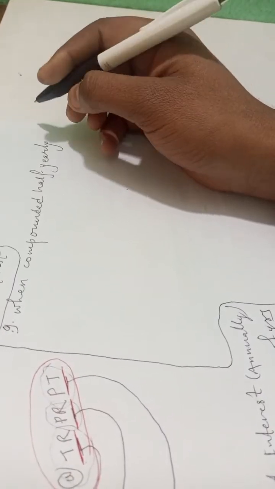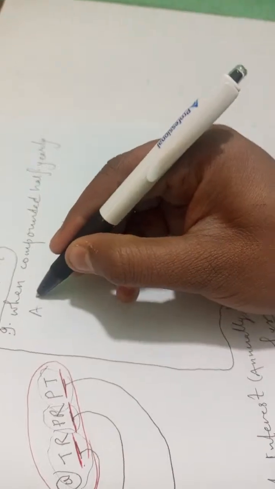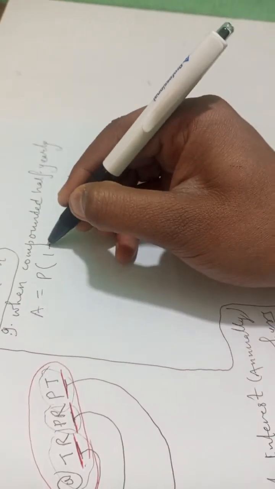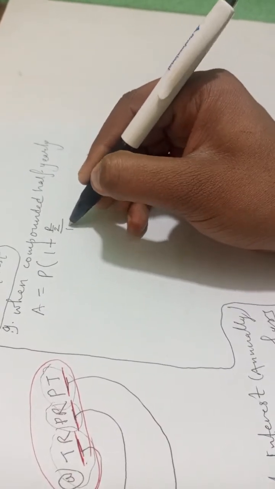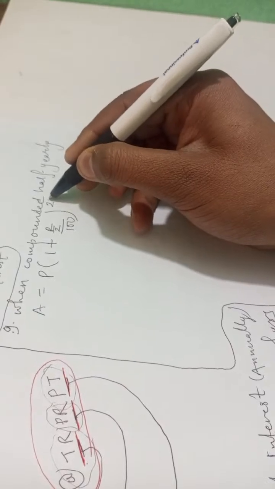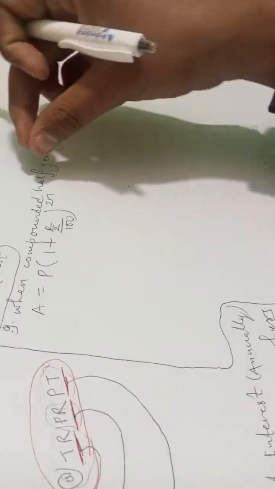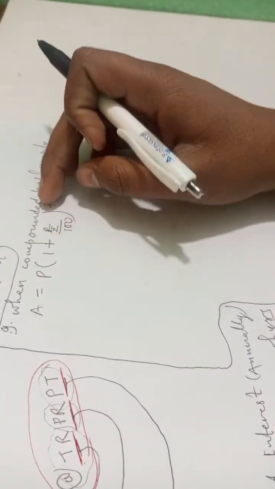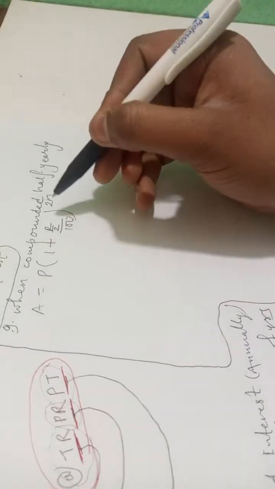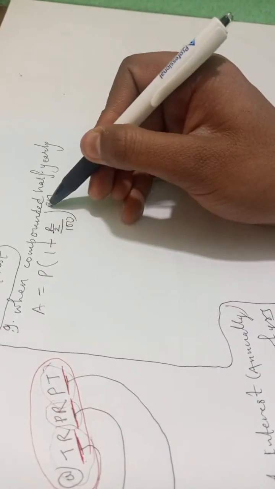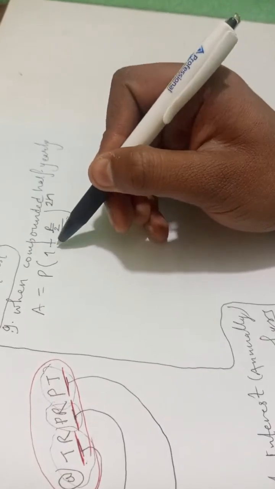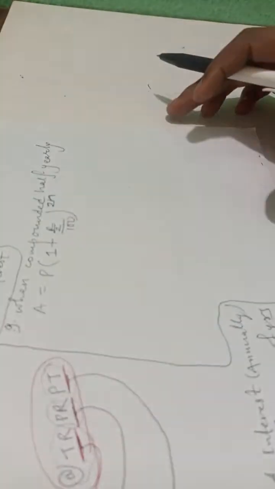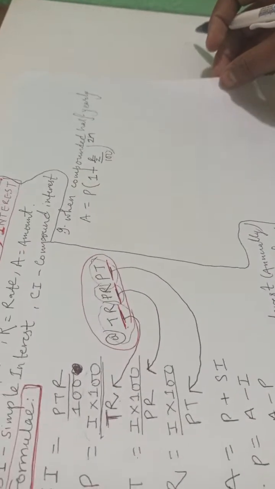When compounded half yearly, A is equal to P times (1 plus R by 2 by 100), raised to the power 2n. That is the half yearly formula, you have to apply it. If it is only yearly, then there is no 2. If half yearly, you have to halve the rate and use 2n as the power.